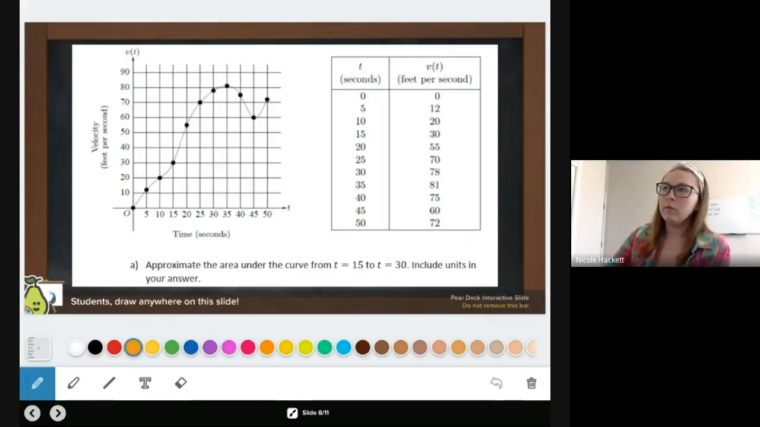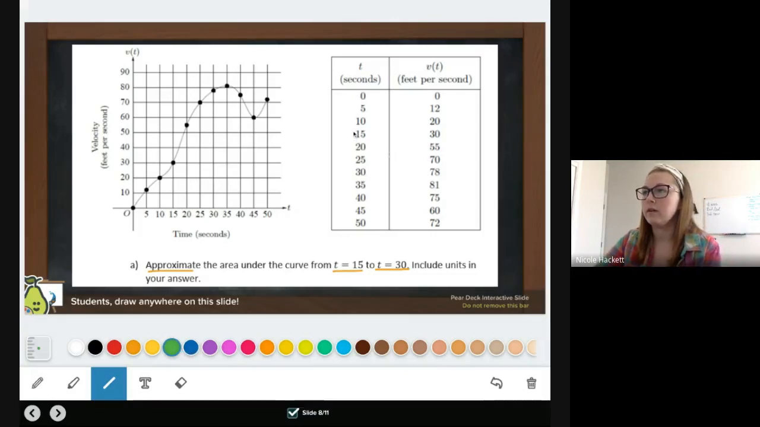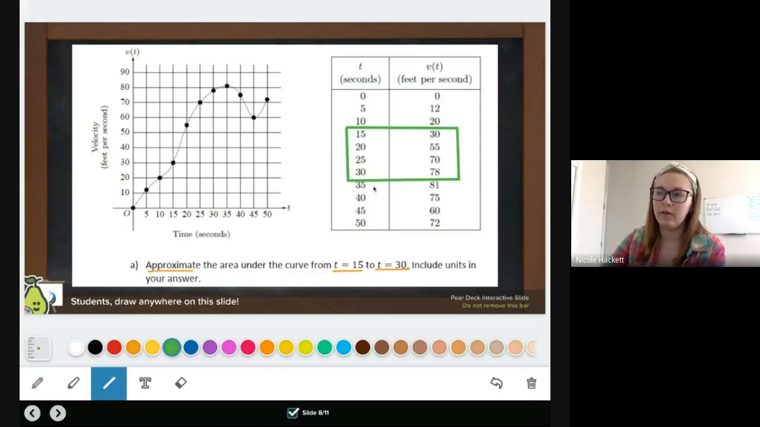All right, so let's take a look at this one. We've got this one and one more. So first of all, it says approximate the area. So we're estimating, doesn't have to be exact, under the curve from t equals 15 to t equals 30. So first, let's block off here and over there which ones we're going to need exactly. This is the only information that's going to be helpful to us right here in that box.